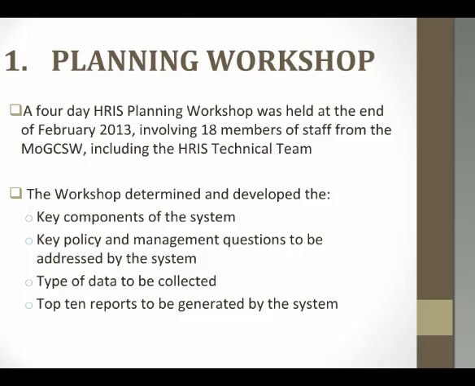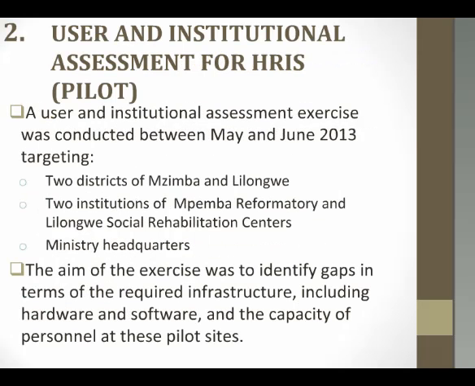Second, on the roadmap is the user and institutional assessment. This was done. We have 2 districts and 2 institutions in the pilot phase, including the headquarters. The main idea in the assessment was to identify the gaps in terms of the required infrastructure, because these pilot sites will require adequate infrastructure.